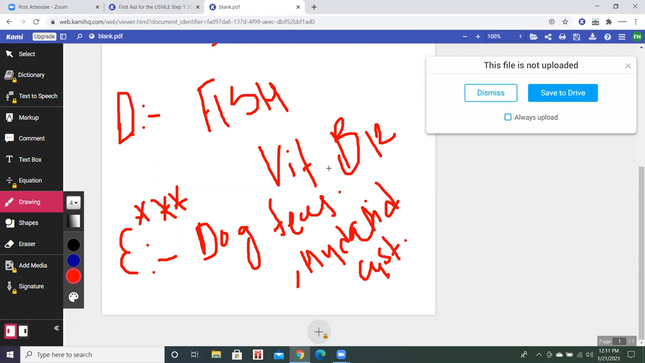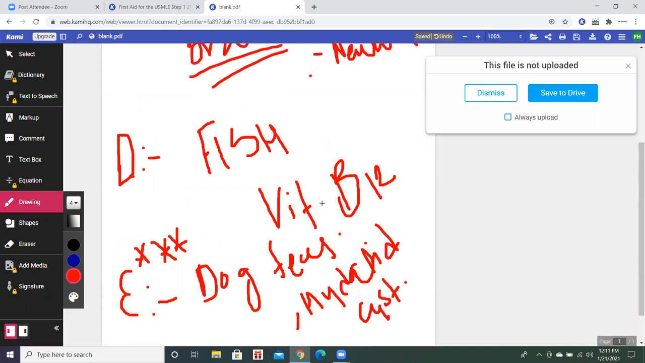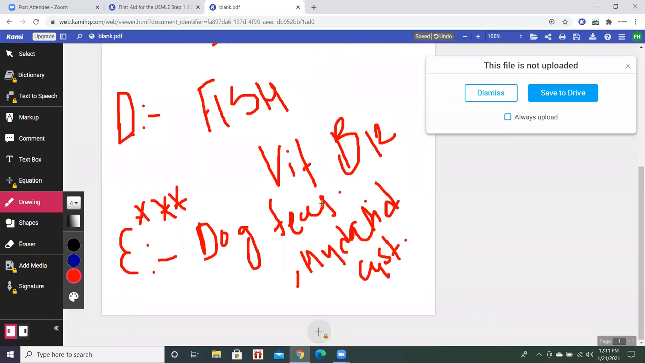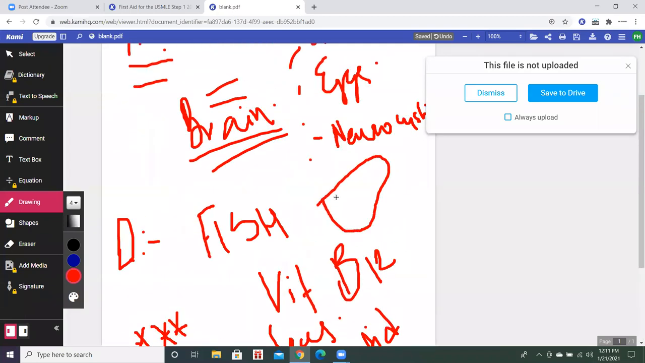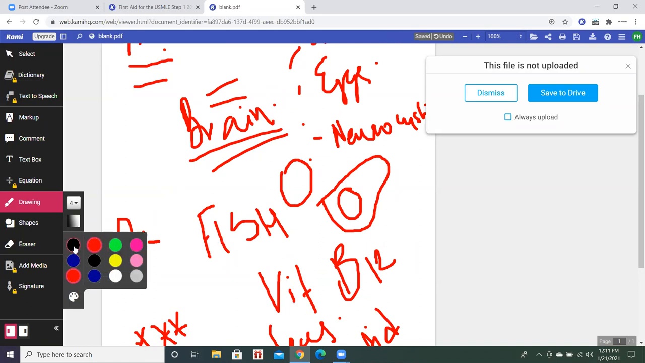Don't confuse this with the liver abscess of Entamoeba histolytica. Entamoeba histolytica causes liver abscess, anchovy sauce pus. This will cause hydatid cysts. Hydatid cysts look something like this. If this is the liver, this is the big cyst caused by Echinococcus granulosus. And this cyst almost looks like an egg. I'm going to tell you why. If you do a CT scan, you will see that the cyst has an outer white appearance of calcification. This is known as eggshell calcification.